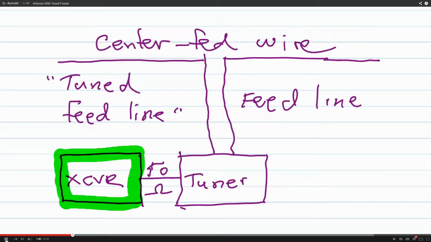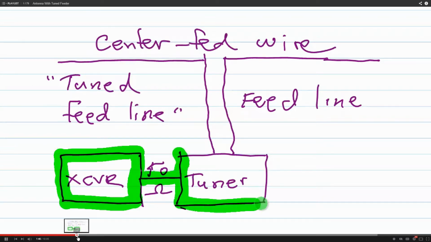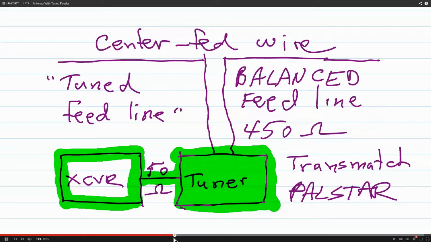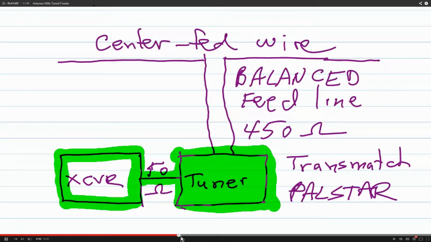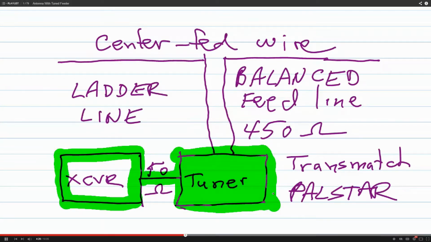Your tuner with a length of 50 ohm coaxial cable, preferably a very short length of that cable, is commonly used for this application: ladder line. And that's exactly what it looks like. Two parallel wires with spacers, polyethylene spacers at intervals. You know, that's not too uncomfortably fast.